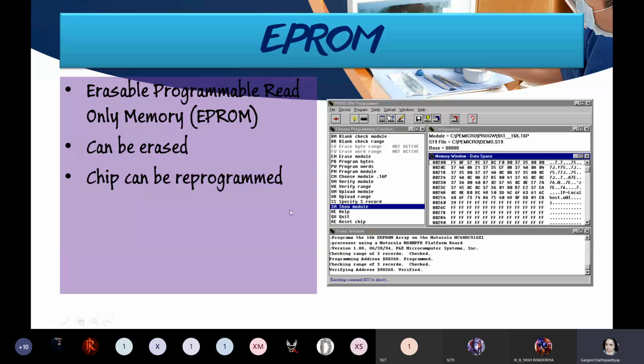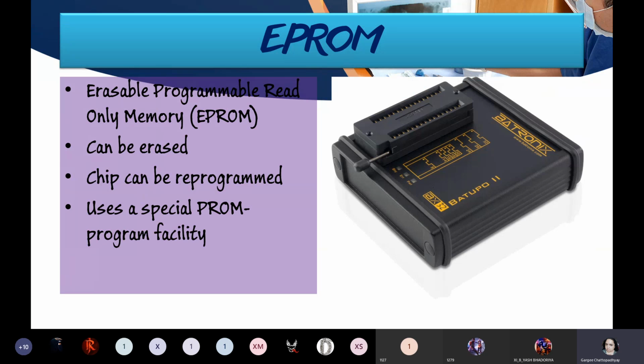You can see a special software, its name is something like Prog16W Programmer. This is used for programming your EPROM. It uses a special PROM program facility. This is a special programmer used for programming EPROM, and it basically uses UV light. It exposes the chip to ultraviolet light to erase all the previous contents and rewrite it.